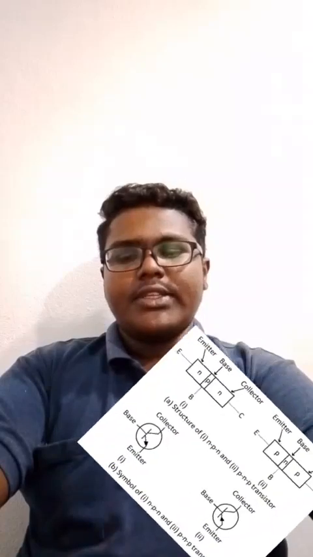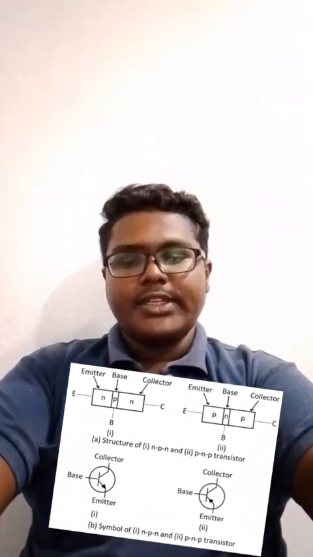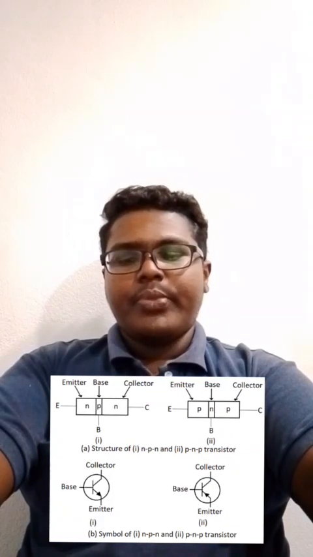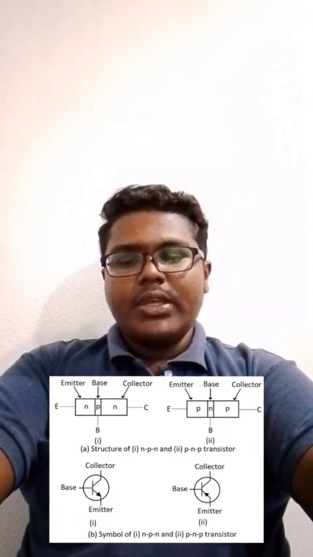Today we are going to see about BJT, the bipolar junction transistor. The basics of BJT: the transistor consists of three extrinsic semiconductor regions separated by two p-n junctions. The three regions are the emitter, the base, and the collector.